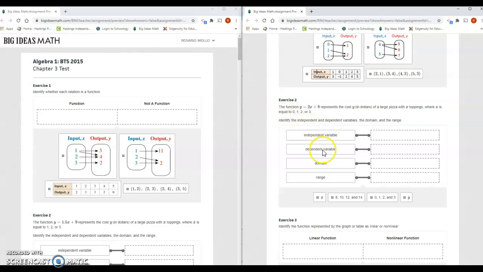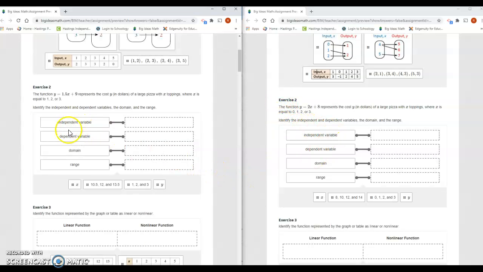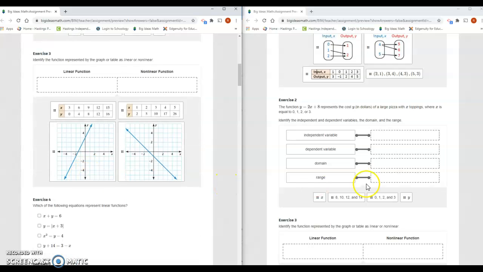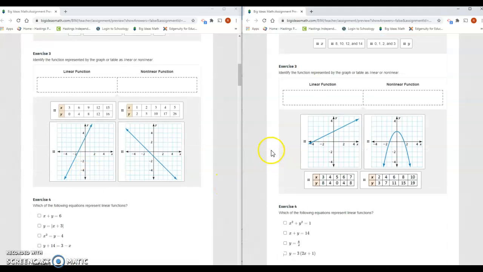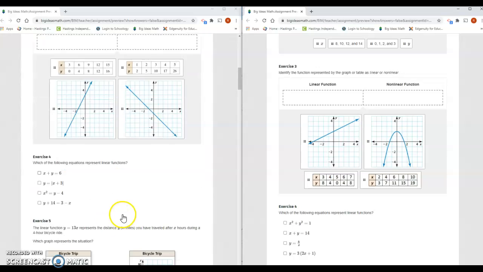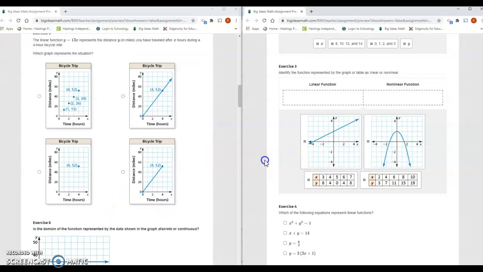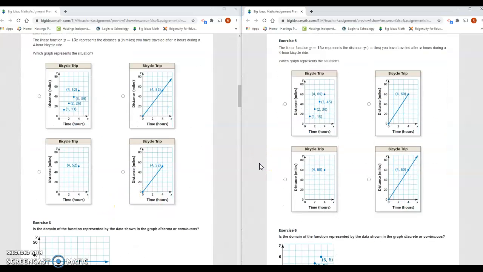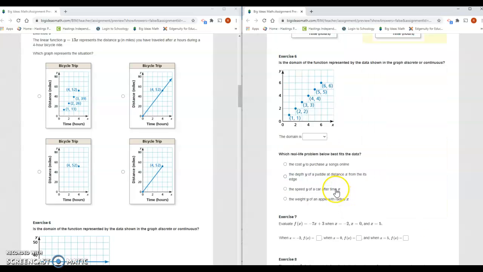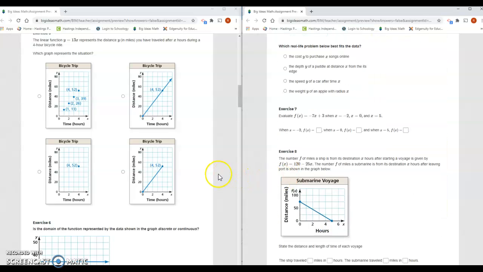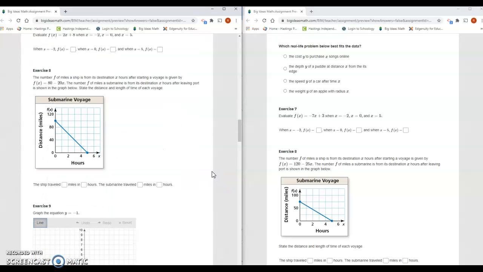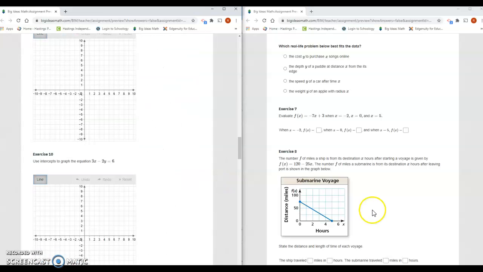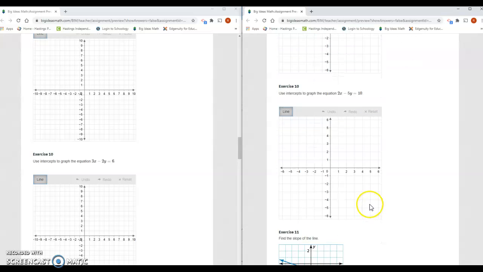This one says independent, dependent, and domain and range. This one says independent, dependent, domain and range. This one says linear, nonlinear. Number 3 says linear, nonlinear. So the review and the test are very similar. If you don't know how to do something on the review, you're not going to understand how to do it on the test. But again, for the review, you have unlimited check answers. The test, you get no check answers. They all go pretty much in line, almost exactly the same kind of questions.